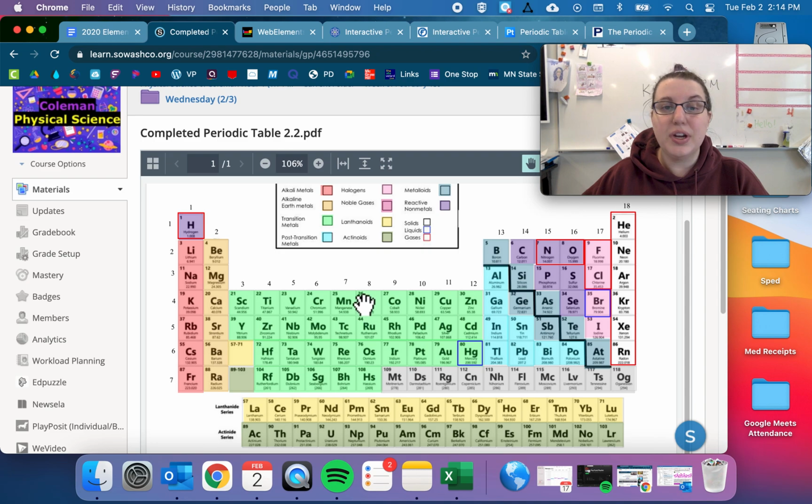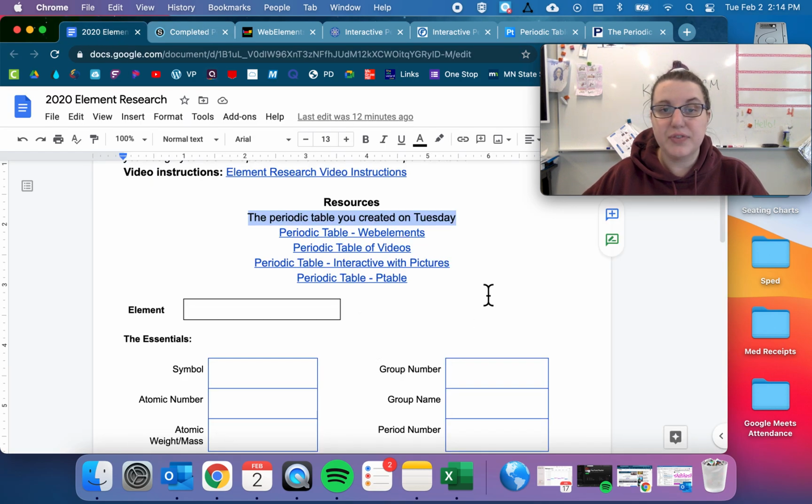And I think it also tells you the atomic number. So like the atomic number of iron is 26. Atomic number for ruthenium is 44. Atomic number for hydrogen is 1. So it also tells you the atomic number. So that's your first resource.